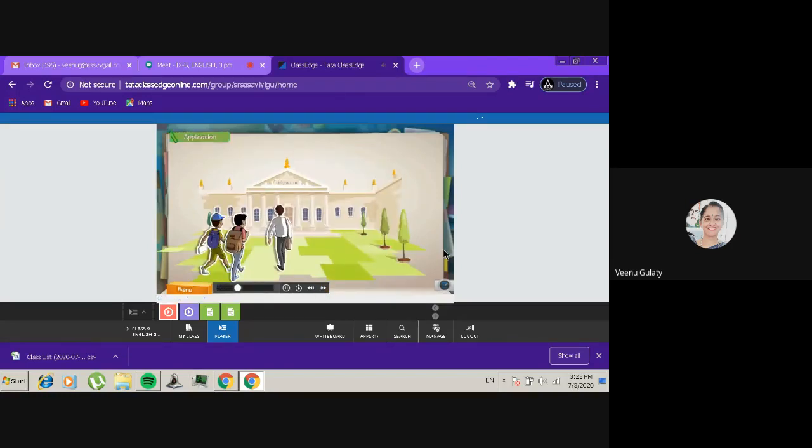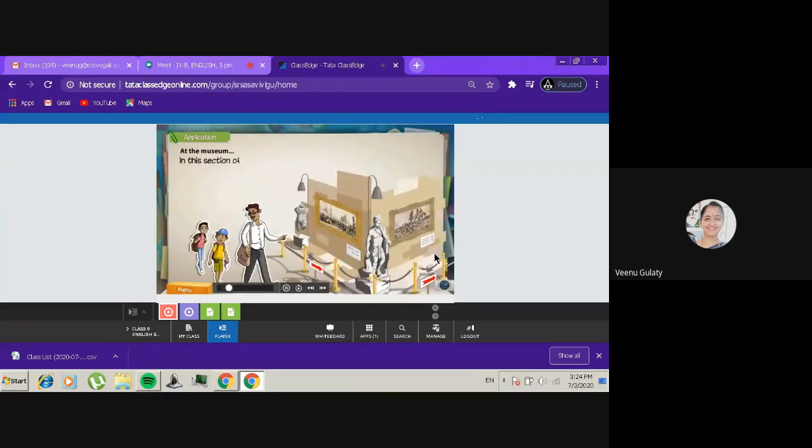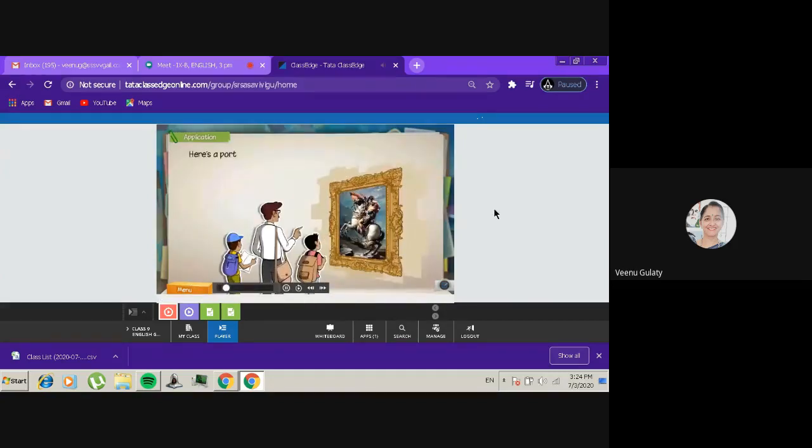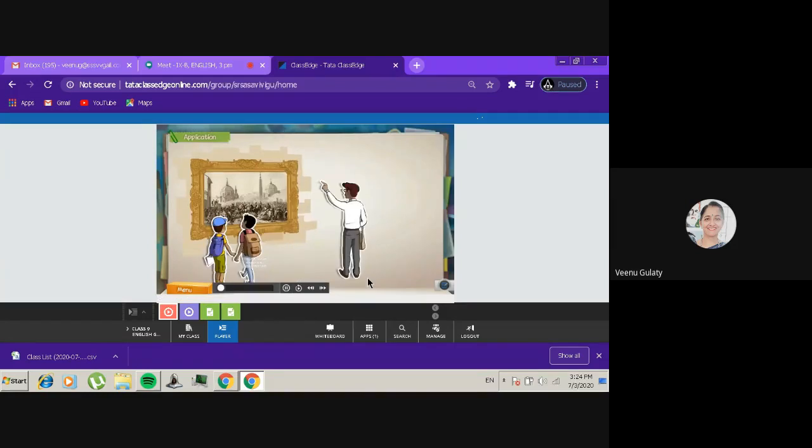Now let's see how a guide at a museum uses correlative conjunctions when explaining the pictures of Napoleon. In this section of the museum, you will not only learn some interesting facts about Napoleon, but will also see some wonderful artwork. See, here he's used it very nicely. Here's a portrait of the Emperor Napoleon. He was both a remarkable political leader and a brave army general. This art piece depicts his army entering Italy.